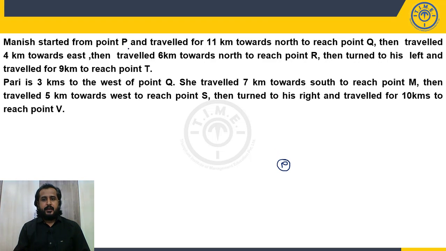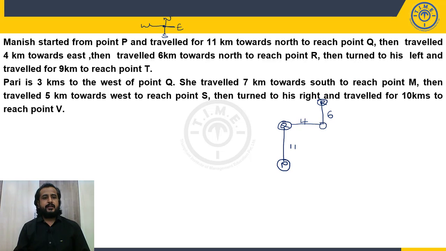Manish started from point P and traveled 11 kilometers towards north to reach point Q. 11 kilometers towards north. Okay. On a paper with respect to a point, the right hand side is east, the left hand side is west, upwards is north, downwards is south. So 11 kilometers towards north to reach point Q. Then traveled 4 kilometers towards east. On a paper from a point, the right hand side will be east. So 4 kilometers towards east. Then traveled 6 kilometers north to reach point R. Again from this point 6 kilometers towards north, upwards is north, to reach point R. And it is 6 kilometers.